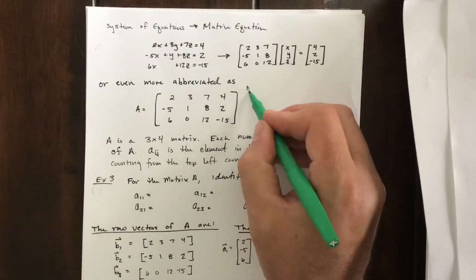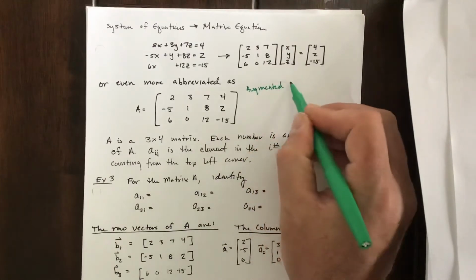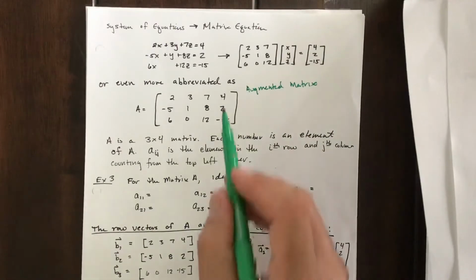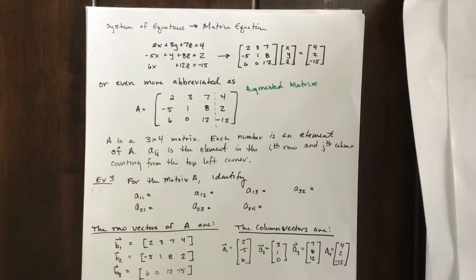This is an augmented matrix. Put a little dashed line right there. This is a 3 by 4 matrix because there's 3 rows and 4 columns. Each number is an element. The a sub ij is the element in the ith row and jth column.